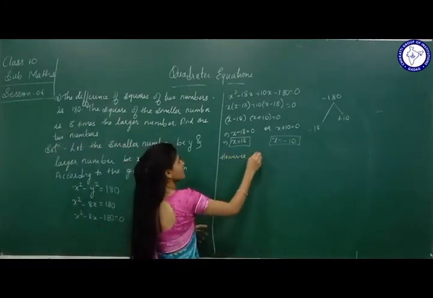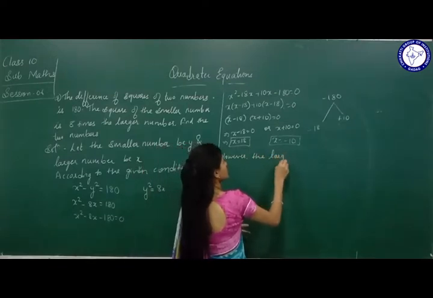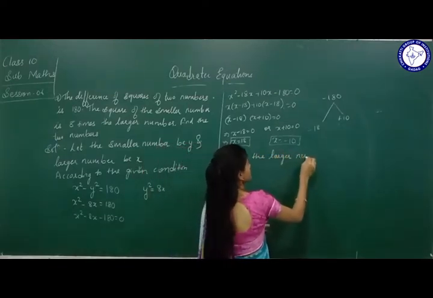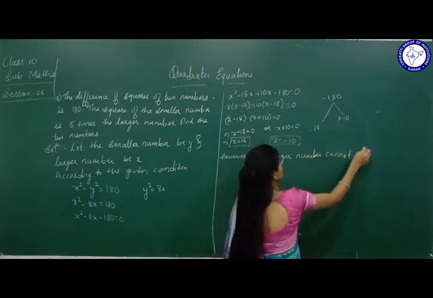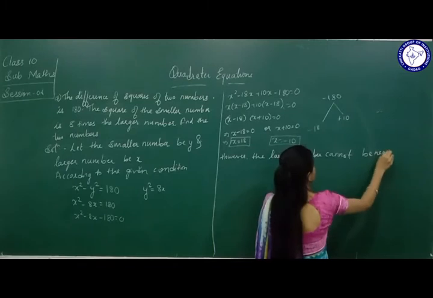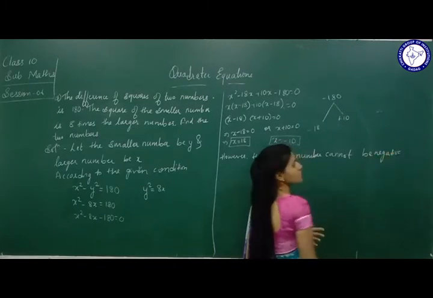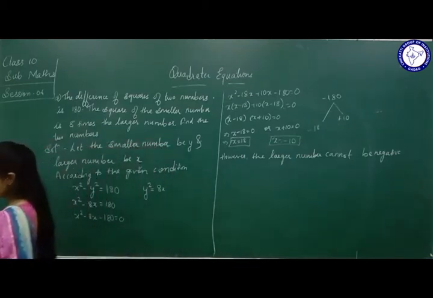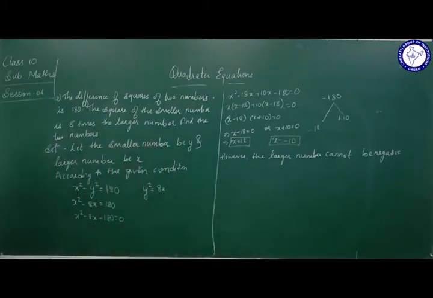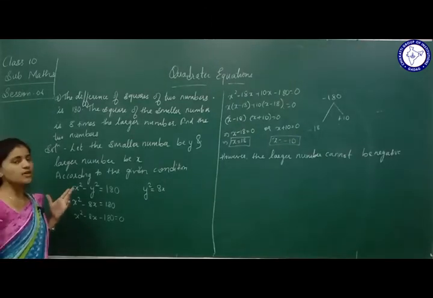However, the larger number cannot be negative. So because the larger number cannot be negative, what are we going to do? It cannot be negative, as 8 times the larger number will be negative, and hence the square of the smaller number will be negative, which is not going to be possible.